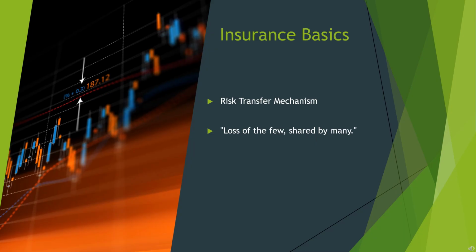To grasp slip interpretation thoroughly, it's essential to review key insurance basics, especially those related to the financial aspects of insurance. Insurance transfers the risk of financial losses from specific but unpredictable events from an individual or entity to an insurer in exchange for a premium. The insurer pools these premiums and the risk, spreading the financial impact of a disaster across a larger group. This mechanism, loss of the few, shared by many, involves setting premium.